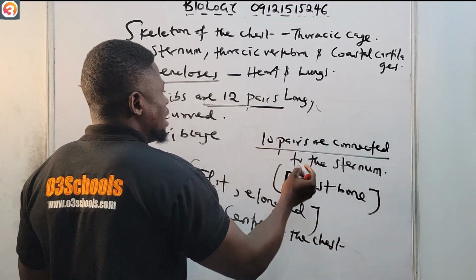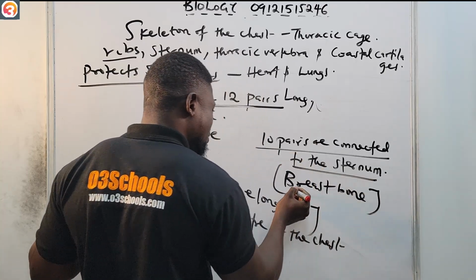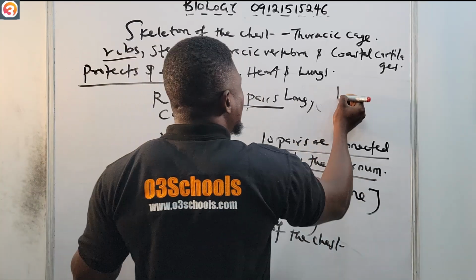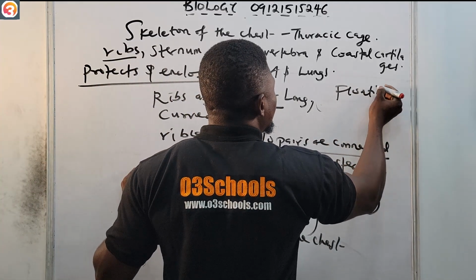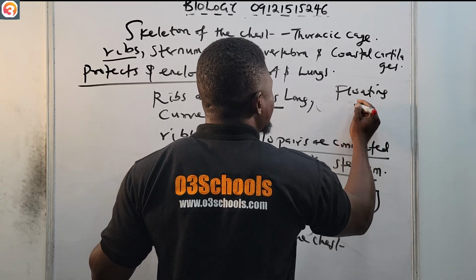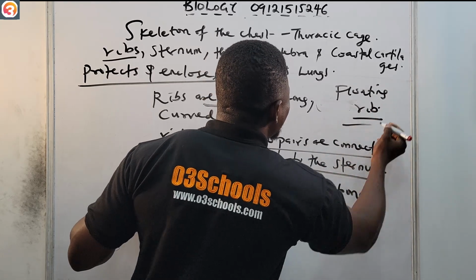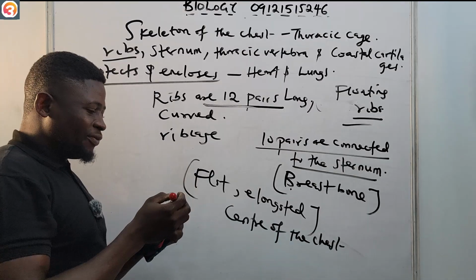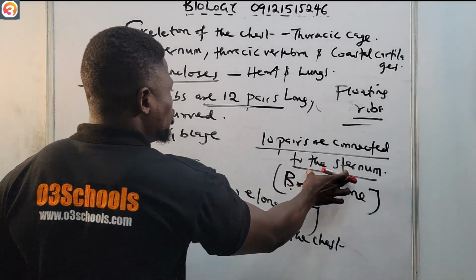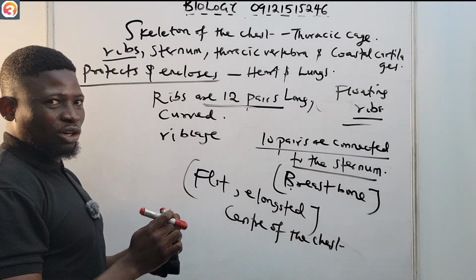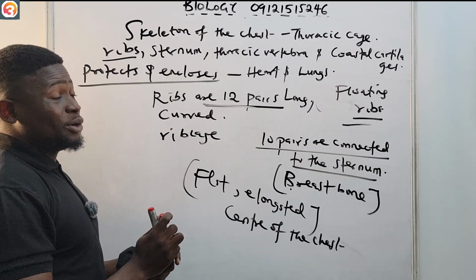So 10 pairs of these ribs are connected to the sternum, this breastbone, while the remaining two are known as the floating ribs. Ten are connected to the breastbone or the sternum. All right. So with this, I'm going to stop.